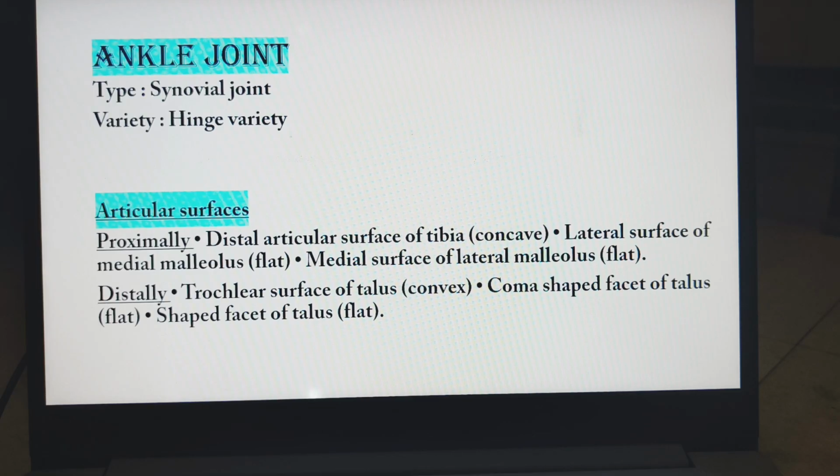Now it is about the ankle joint. The type of joint is synovial variety, a hinge joint. Articular surface, proximally, the distal articular surface of the tibia.